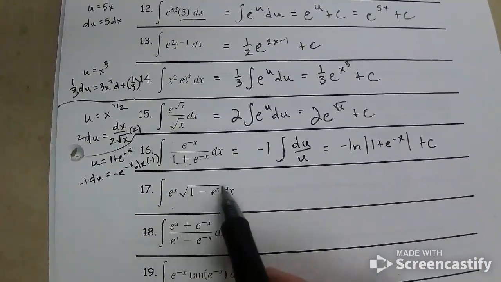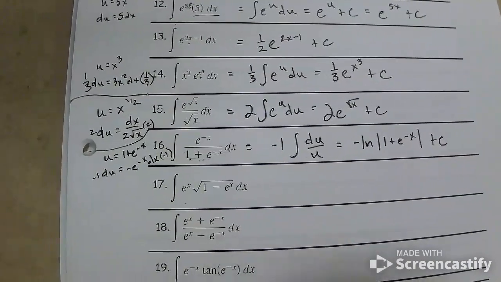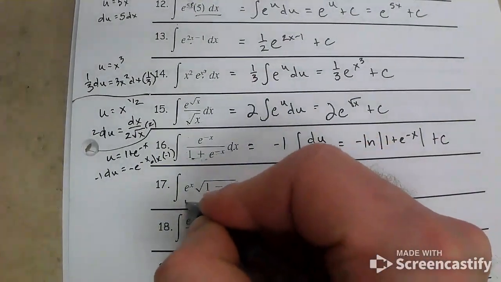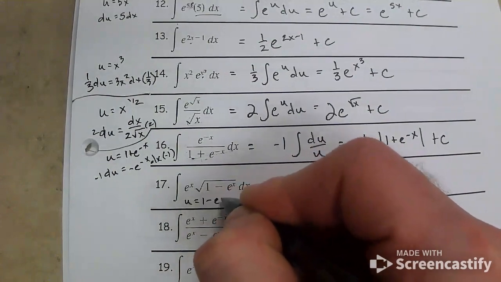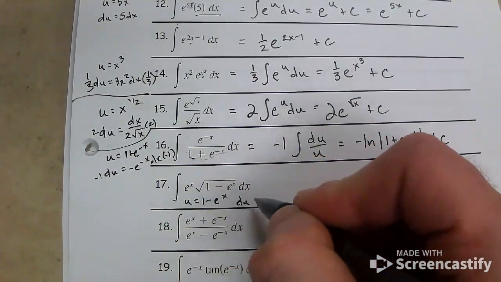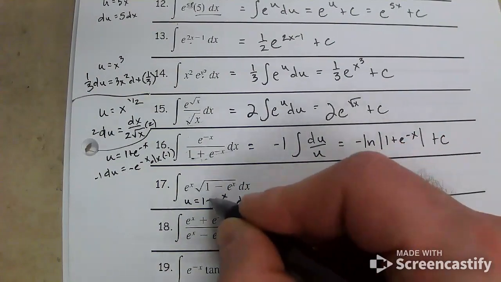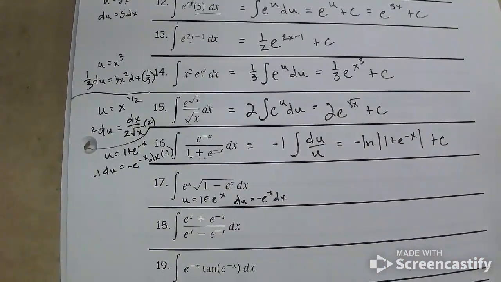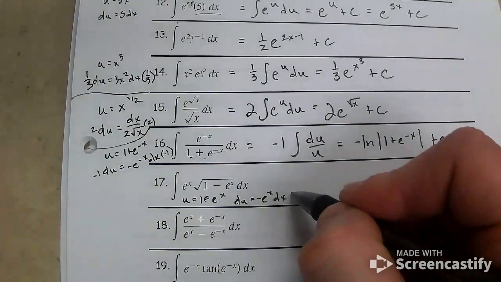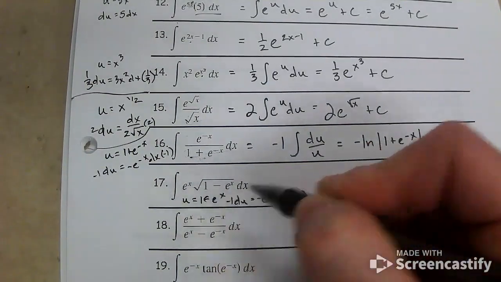Here I'm going to let everything inside the radical be u. So if I say u equals 1 minus e to the x, well then du is just going to be negative e to the x dx, because that negative still comes into play there. Okay? So then I'll multiply both sides by negative 1.